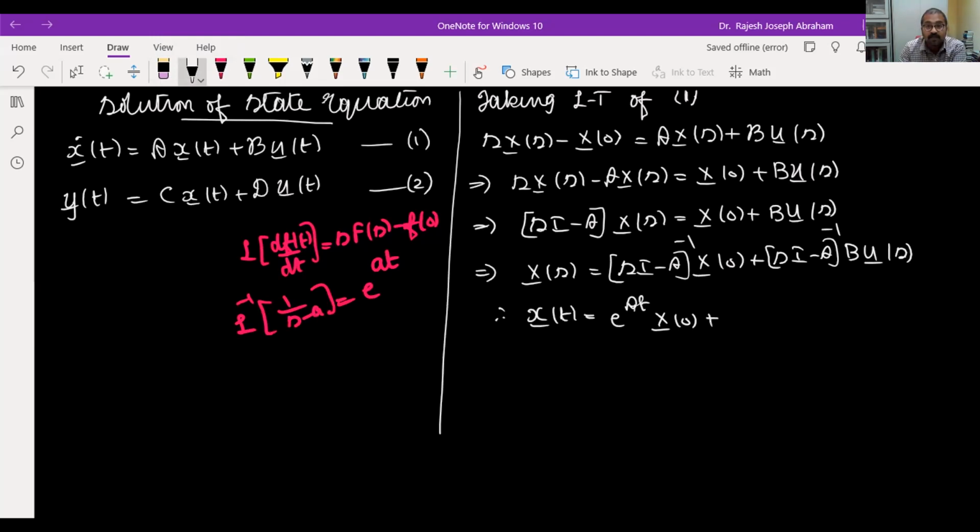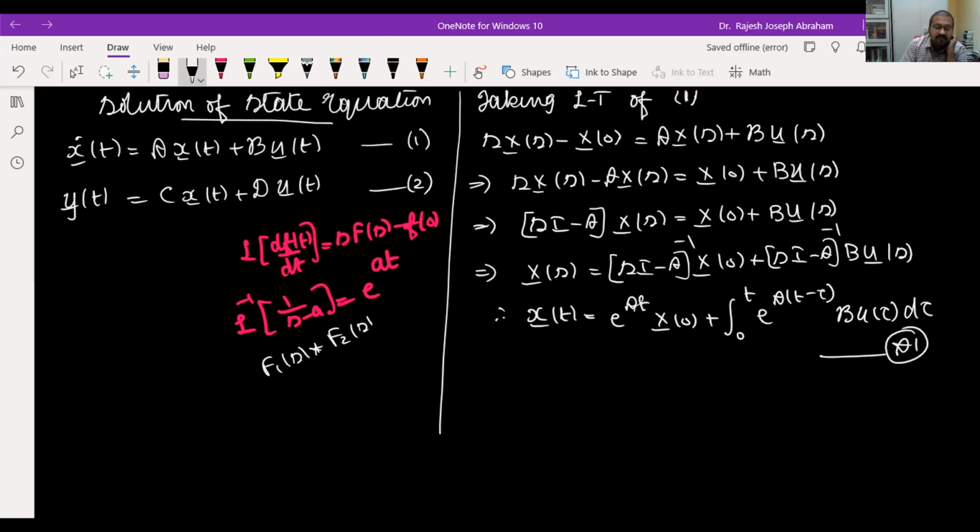what is L inverse of this term? Keep in mind here, it's a product of two functions, f1 of s times f2 of s, so you need to take the convolution integral. What will you get? Integral 0 to t e raised to A (t minus tau) B u of tau d tau. What is tau here? It's a dummy variable of integration. So this is the solution of the state space equation. Let me call this A1.